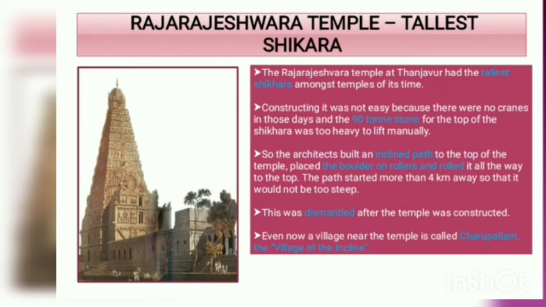Constructing it was not easy because there was no crane in those days, and the 90-ton stone for the top of the shikara was too heavy to lift manually. So the architect built an inclined path to the top of the temple, placed the boulders on rollers and rolled them all the way to the top. The path started more than 4 kilometers away so that it would not be too steep. This was dismantled after the temple was constructed, and even now a village near the temple is called Charuparam, that is, the village of the incline.